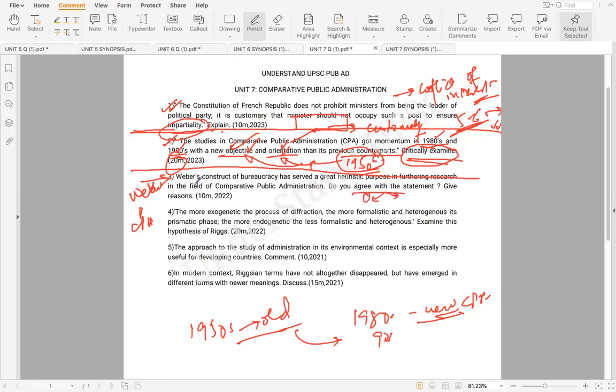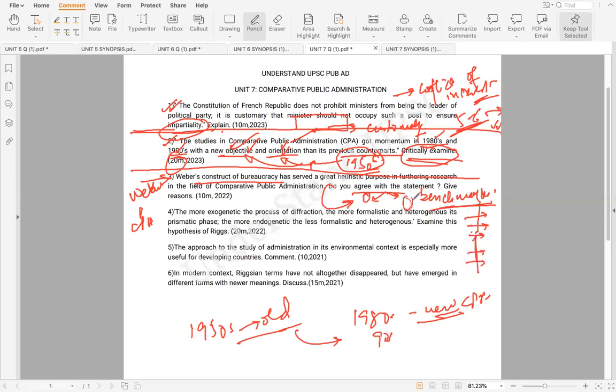And yes, will tell us what are the similarities of Weber, or how did we use Weber's construct. So we all know that the first kind of study of CPA was through the Weberian models, wherein they act as benchmarks, right? The features of Weberian bureaucracy act as benchmarks for us to study different national systems.